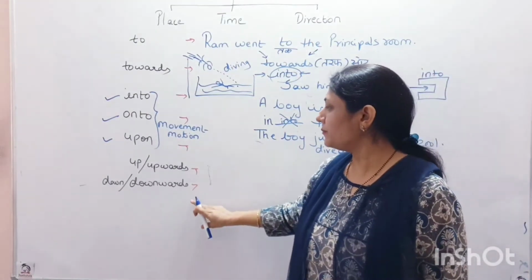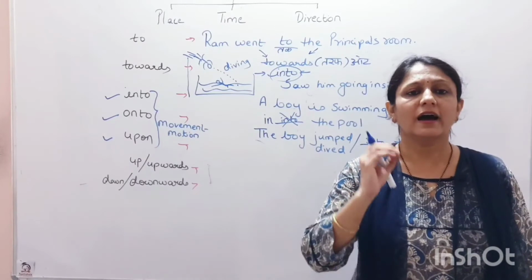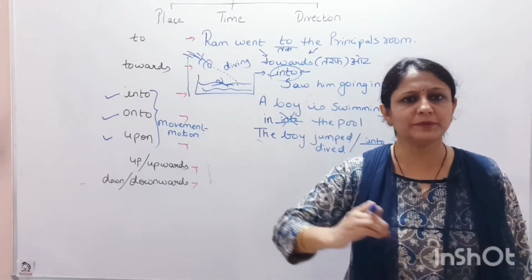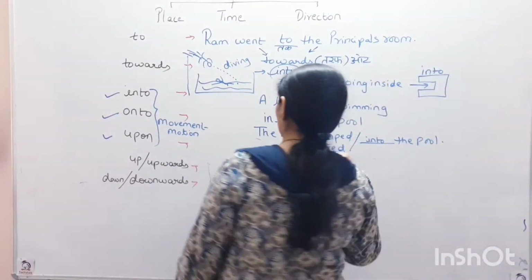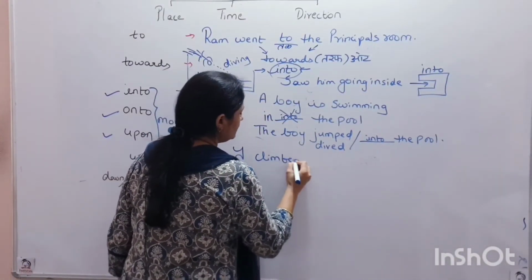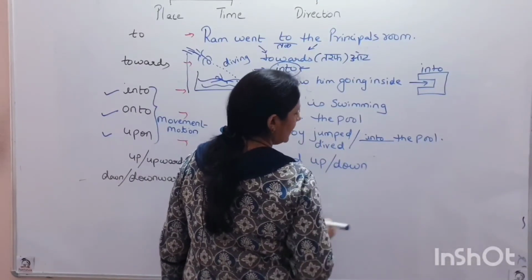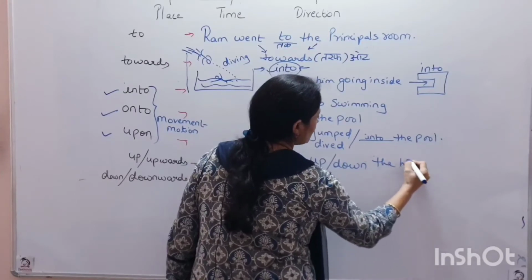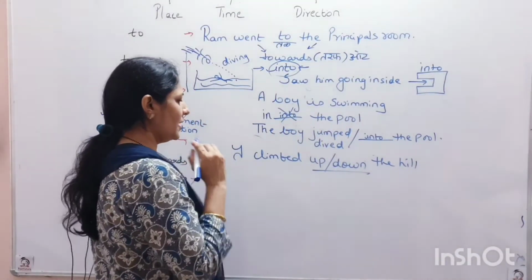Now up, upwards and downwards. Here again it's very clear. I climbed up the hill, or I can say the river is flowing. I climbed up, or I can also say I climbed down the hill. Either of these prepositions would have been right.